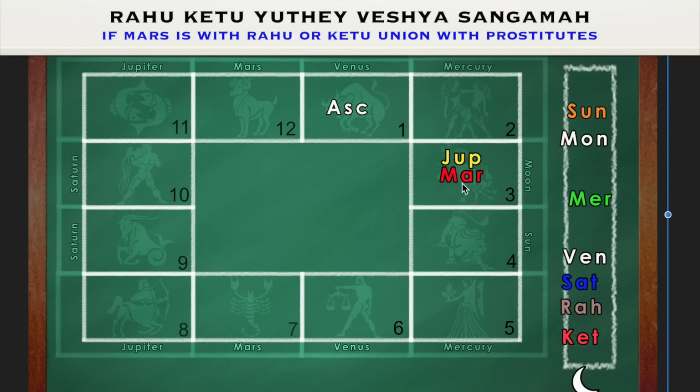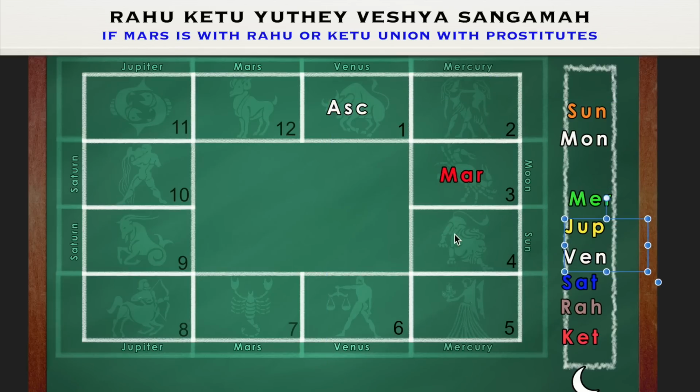If Rahu Ketu Yute, Veshya Sangama. The translation goes like this: if Mars is associated with Rahu or Ketu, the native will have association with prostitutes. So, once again, here he reconfirms that this person is inclined to uniting with prostitutes. He's got high sexual drive.